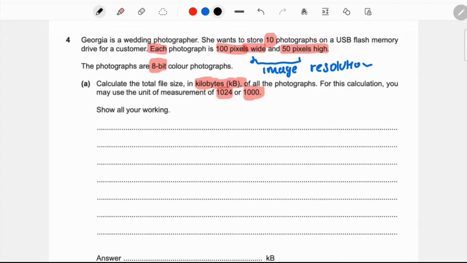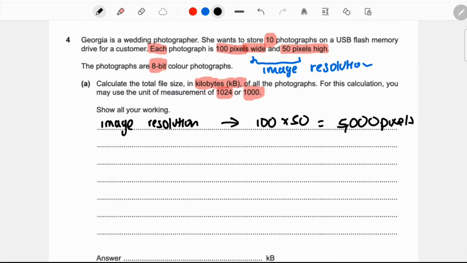So let's see. First of all, let's try to calculate the image resolution. Always start off with image resolution. They always give you the pixels. So 100 pixels times 50 pixels gives us 5000 pixels. That is the image resolution. So this right here, if I highlight in blue, this right here is my image resolution. Okay. The next thing we're told is that these photographs are 8-bit. So let's multiply this 5000 times 8. Will give us, I think, 40,000.